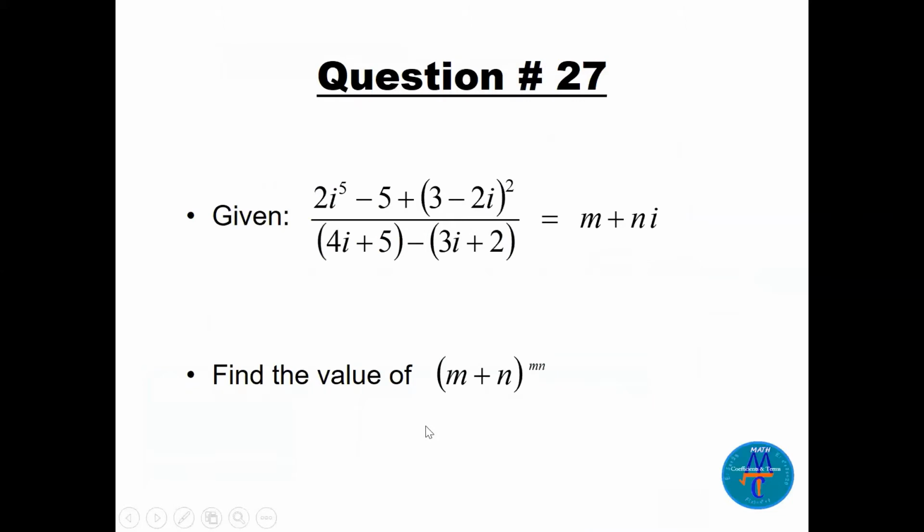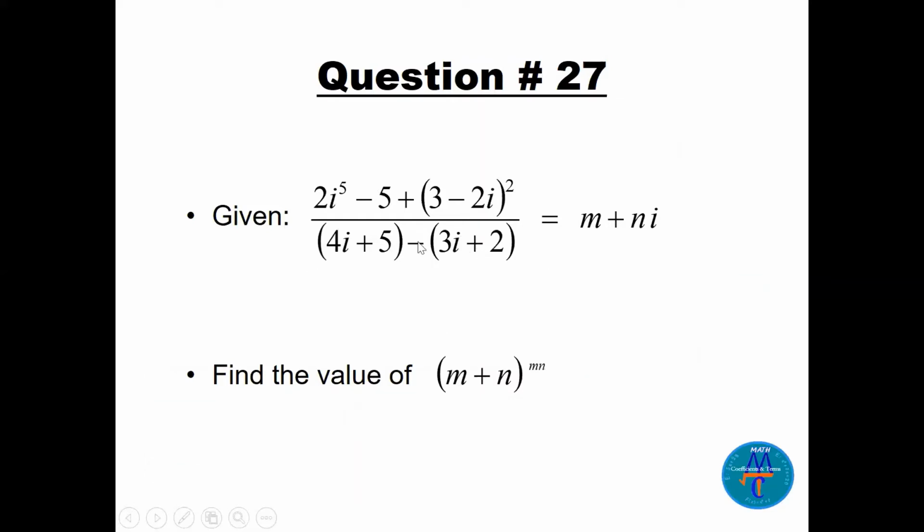Let's see, this is a complex number again. All this is equal to m plus ni. See on the left side, this is a big complex number. We have squared, we have power 5, we have subtraction. So you have to do all these operations until you reach standard form. So when you get m and n, you go to the question here. You add m and n to the power m times n.